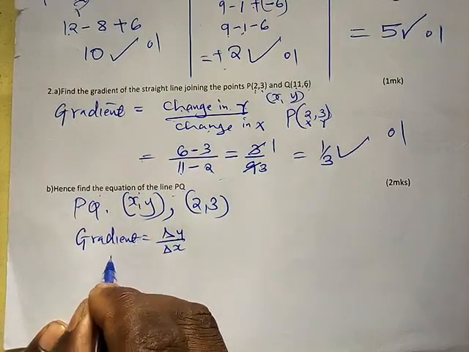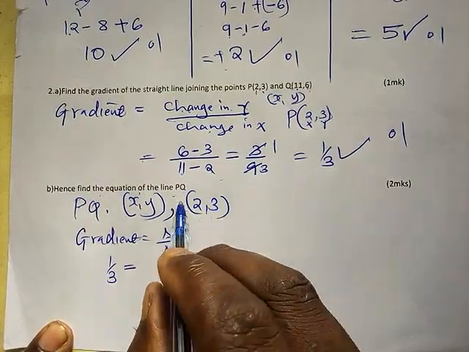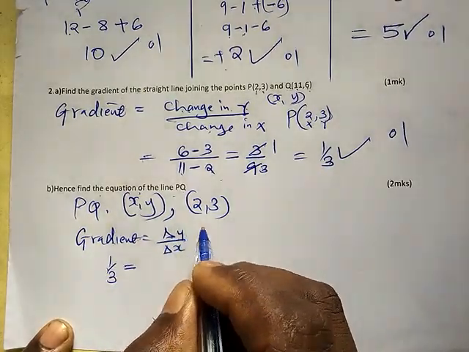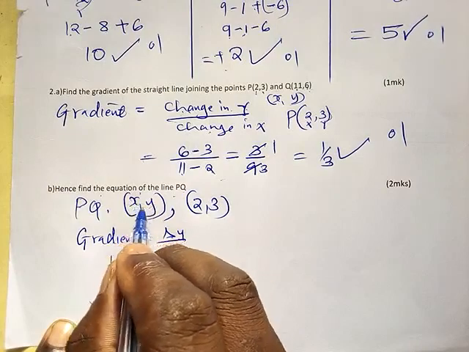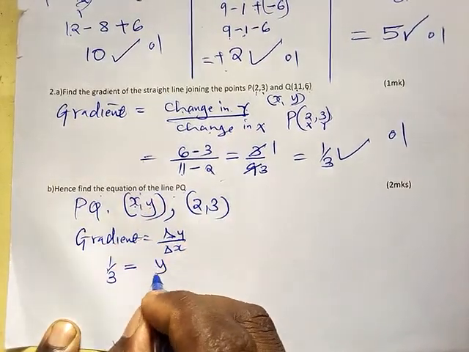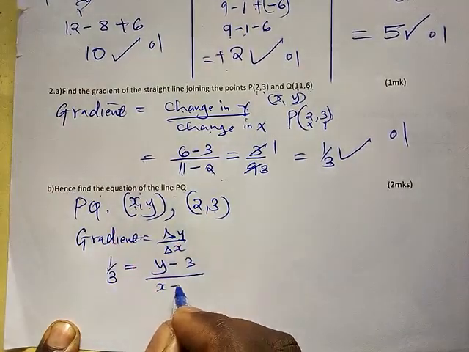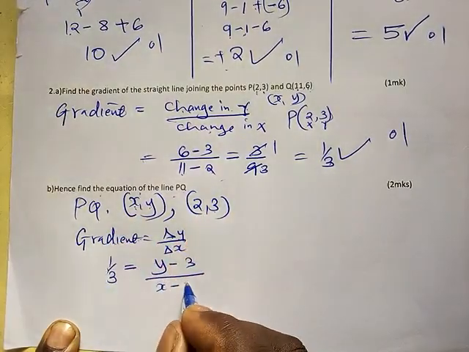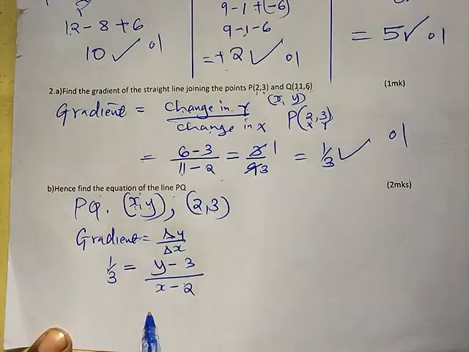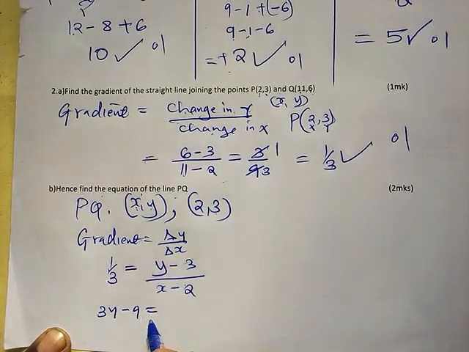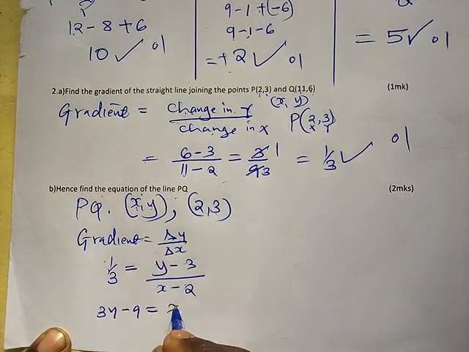We know that, and that is a gradient. But now we have the gradient, which is 1 over 3, equal to change in y. But this time round we have y, the coordinate (x, y), and this one. So y minus 3 divided by x minus 2. Because this one is a fraction, we can cross multiply. So take this and this. So this times this will give us 3y minus 9 equal to, this times everything there is x minus 2.